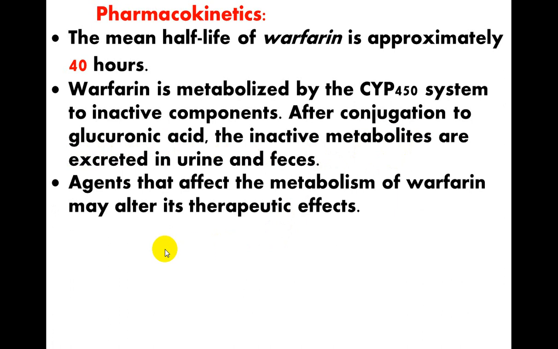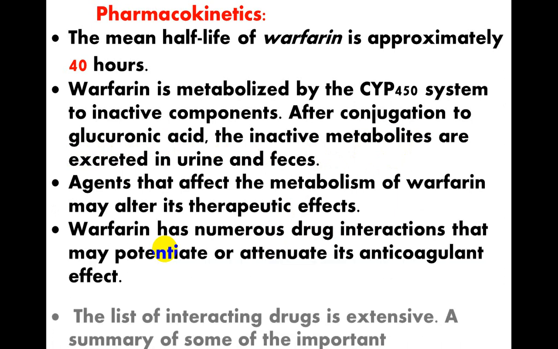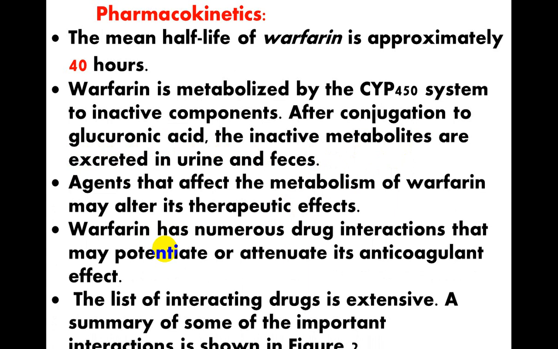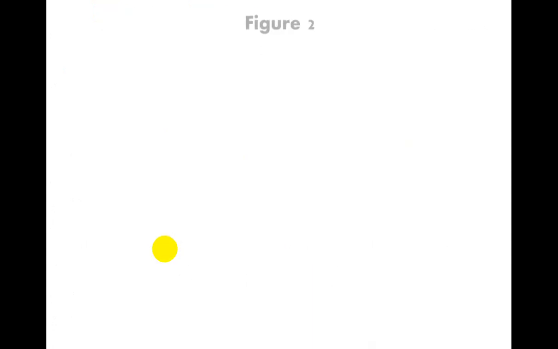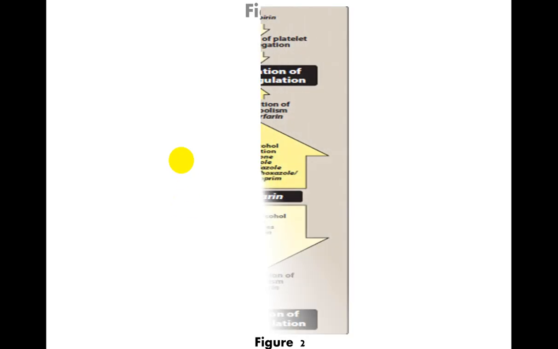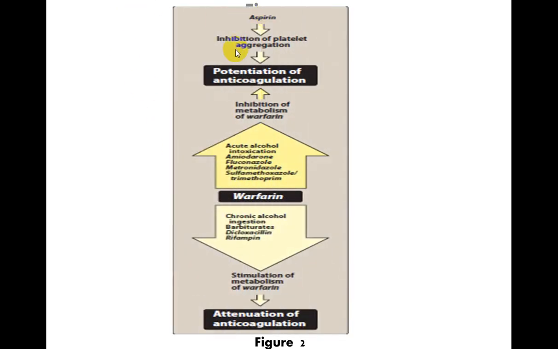Any agent that affects the metabolism of warfarin may alter its therapeutic effect, and this is shown in this figure. Aspirin, due to inhibition of platelet aggregation, leads to the potentiation of anticoagulation. So when you give aspirin with warfarin, it leads to potentiation of anticoagulant activity. Acute alcohol intoxication, amiodarone, fluconazole, sulfonamide, and trimethoprim inhibit the metabolism of warfarin due to displacement of warfarin from its protein site and lead to the potentiation of anticoagulation.